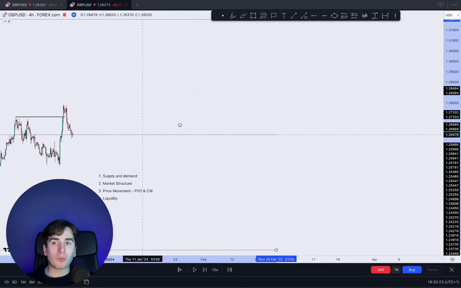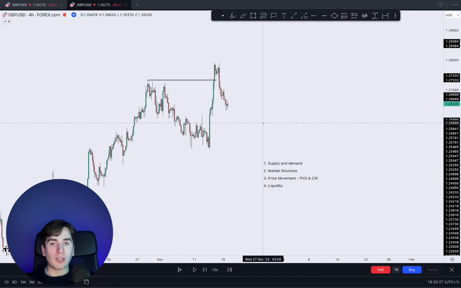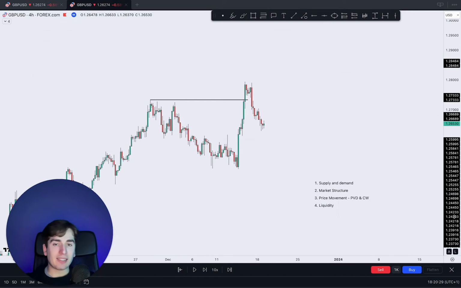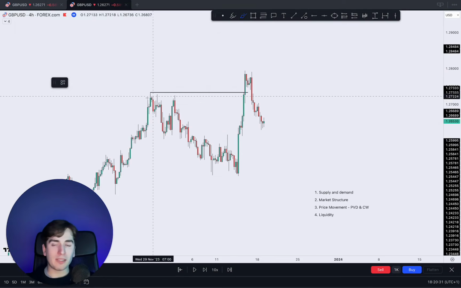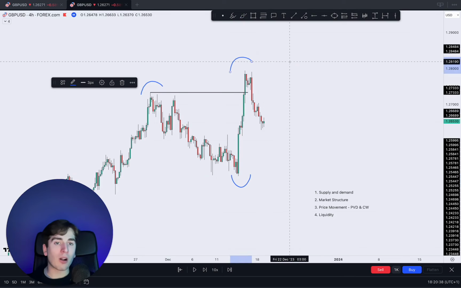Now let's go in towards the 4 hour and see what we can do over here. Now, looking at the 4 hour, I think it's very clear to say that the 4 hour is bullish. It's the same structure as on the internal daily. We have a 4 hour high over here, a 4 hour low over here, a 4 hour high over here.